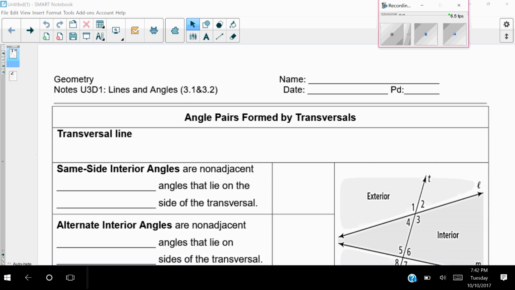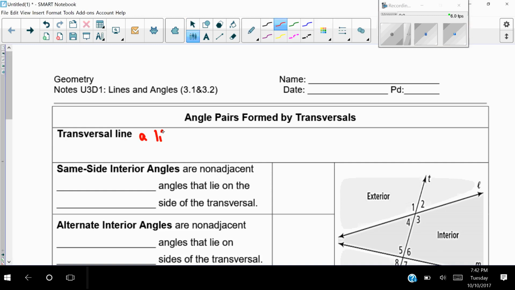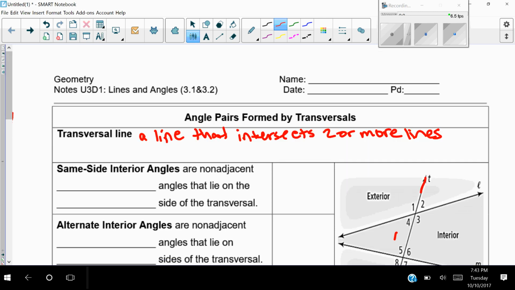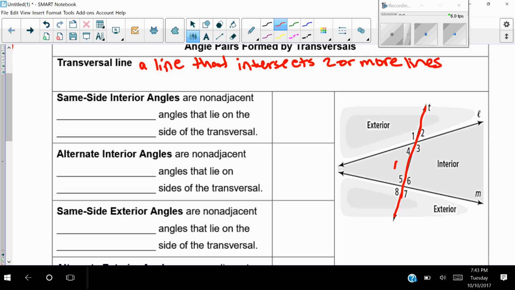So first we want to talk about a transversal. A transversal is a line that intersects two or more lines. So in this case, our transversal is going to be T, and I'm going to highlight it in red. Okay, and then we're going to look at the types of angles that form.